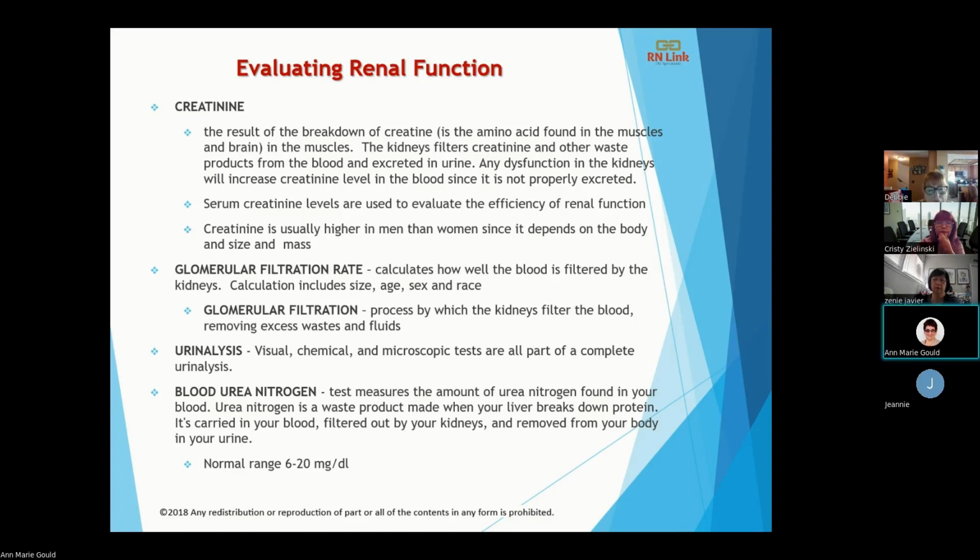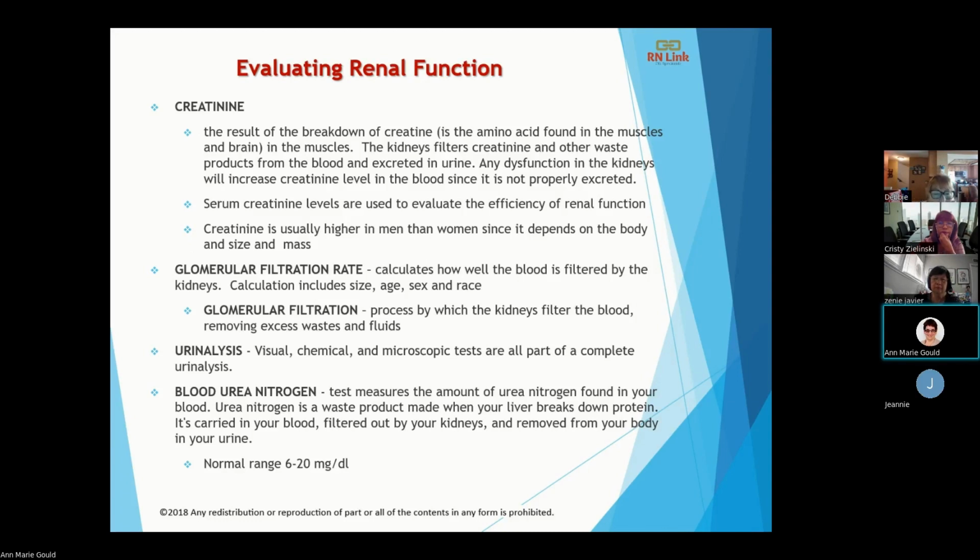Now, your serum creatinine levels are used to evaluate the efficiency of the renal function. And that's why you're always seeing, with patients with CKD, they want to know, oh, what's the baseline creatinine? Sometimes the docs won't know if they're from out of state. You can't really ask them, right, unless you have a baseline serum creatinine for that CKD stage. So it's really important to look for that documentation. And usually the creatinine is higher in men than women, since it depends on their body size and mass, right? Men are sometimes larger than women in body size.